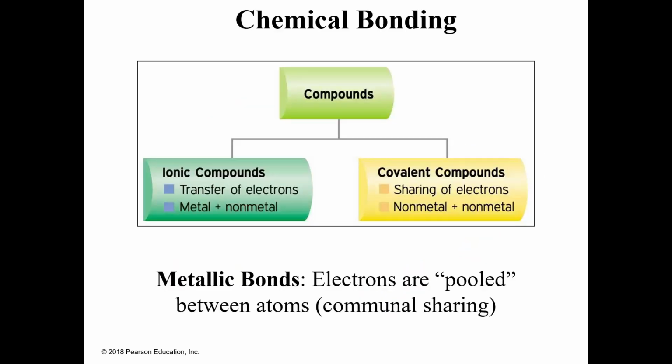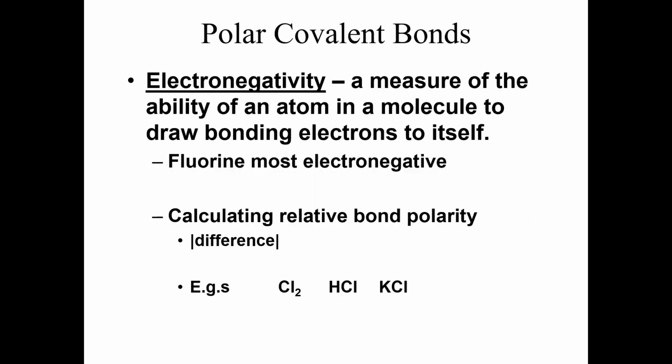You either have equal sharing, so it's nonpolar, or just a slight difference in electronegativity, like carbon and hydrogen, which has a very small difference. So you get nonpolar covalent bonds, equal sharing, or polar covalent bonds, and that can range in magnitude. So you can actually calculate a dipole moment for that as well, right?